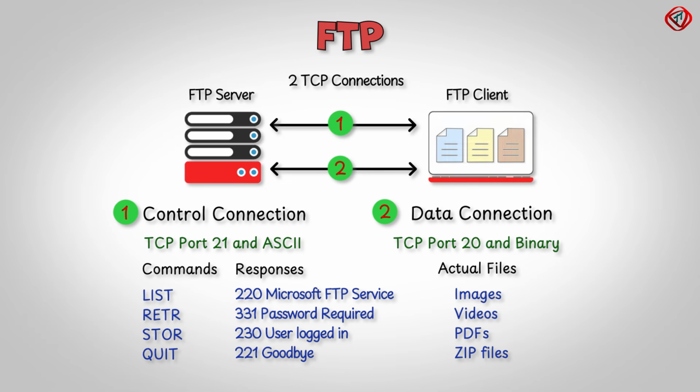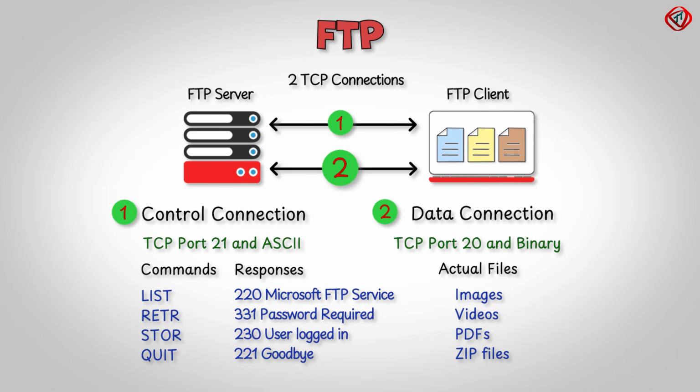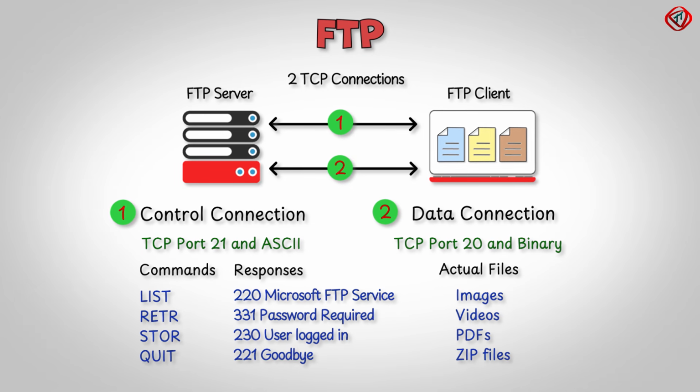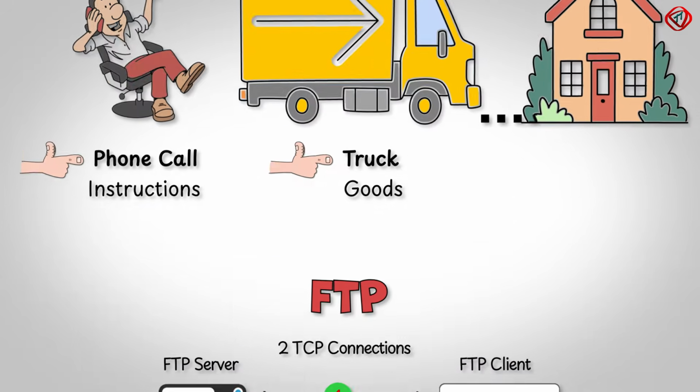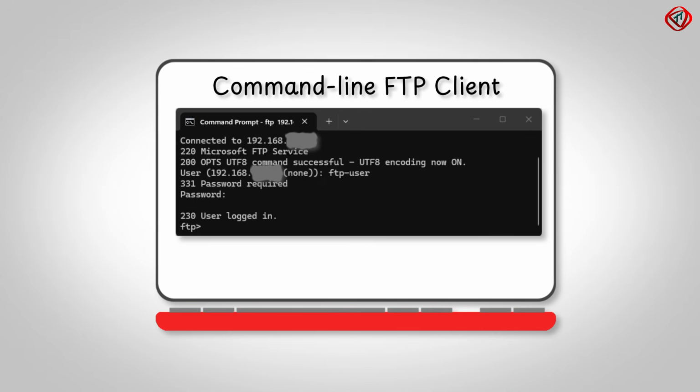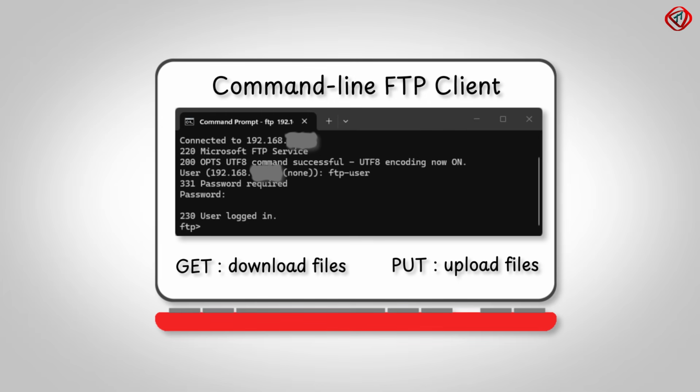Suppose you download 3 files. The control connection opens only once, but the data connection opens, closes 3 separate times. Now let's understand two important commands which we type in command line FTP client. Get downloads files from the server. Put uploads files to the server.